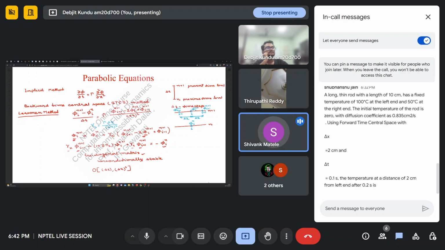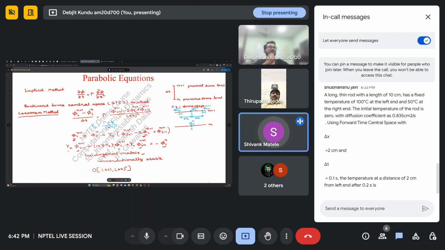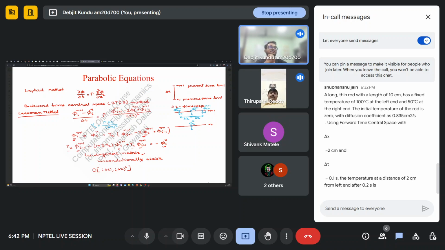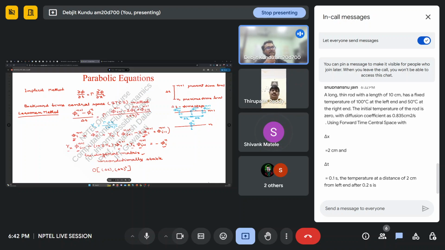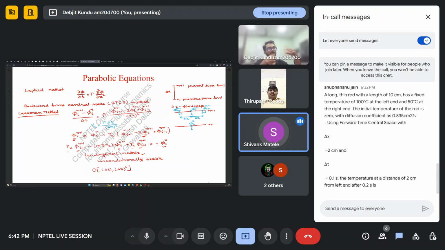Here also we use the same thing: n plus 1 minus n divided by delta t. Here also. That's why I got this doubt. But in the right hand side, you can see, right? You're using all the unknowns at n plus 1, and then trying to solve for this whole thing. And the right hand side is completely different.